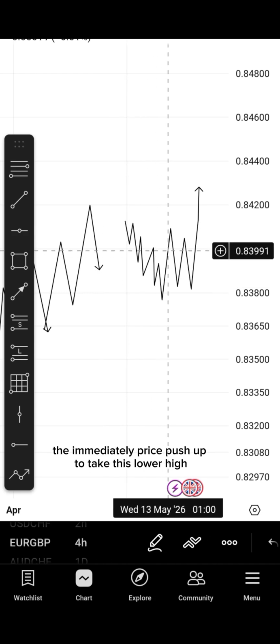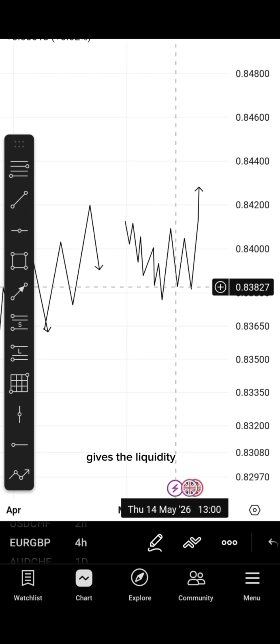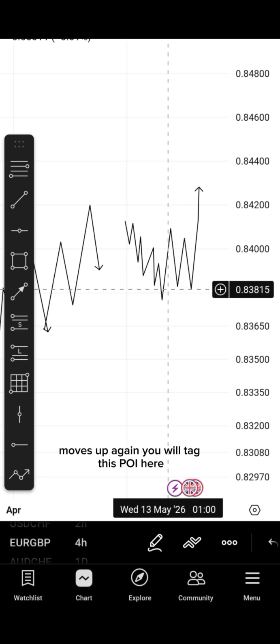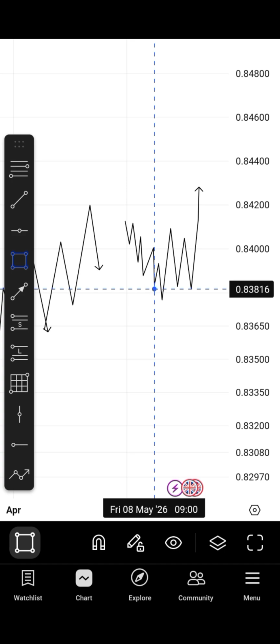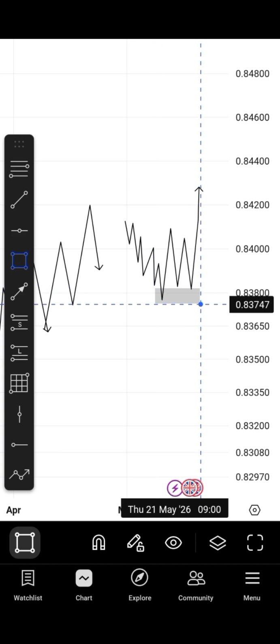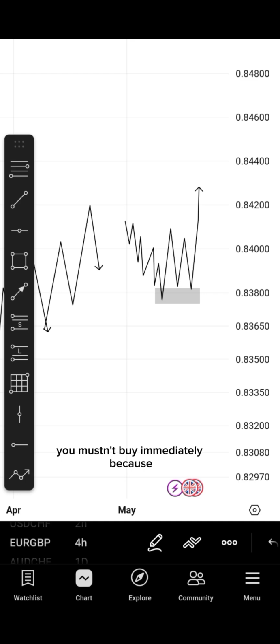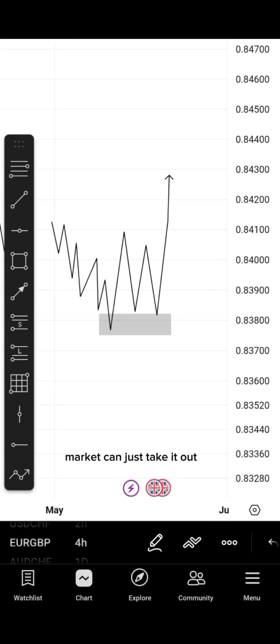The immediate price push up takes this lower high, gives a liquidity, and moves up again. If we tag this period, there will be another block or breaker block. Now once market reaches here, you're not supposed to buy immediately, because market can just take it out. Maybe that's when market wants to change structure to bearish overall.